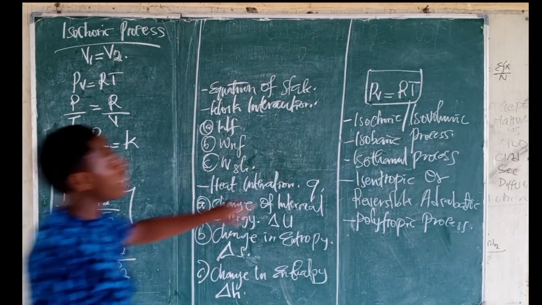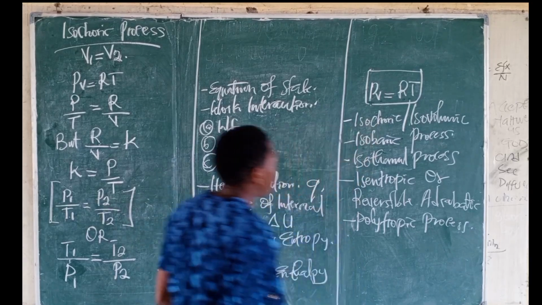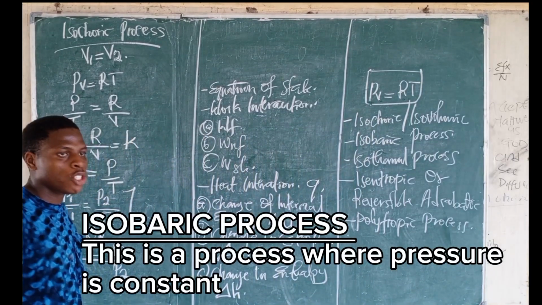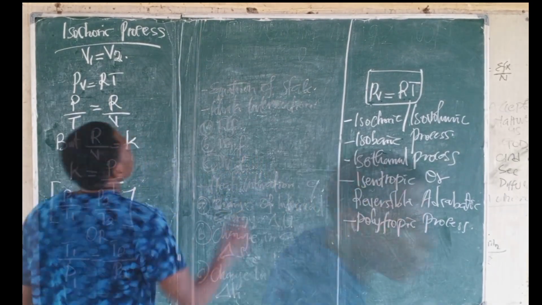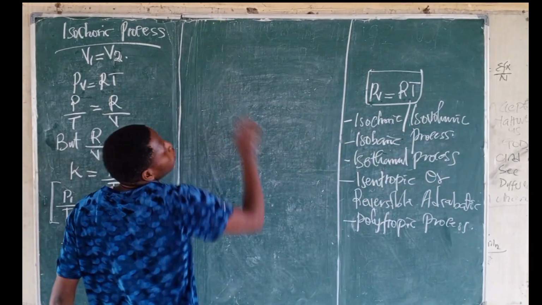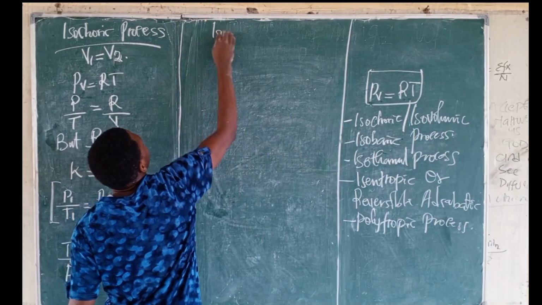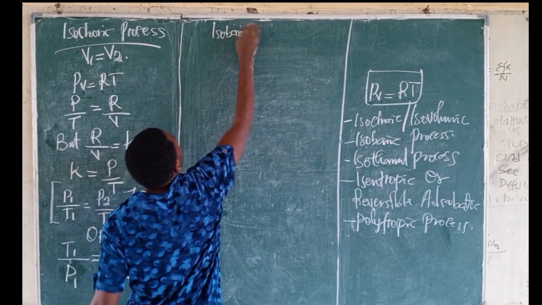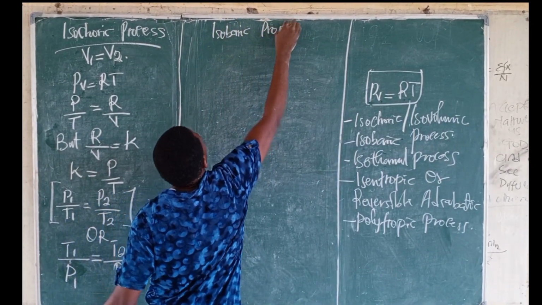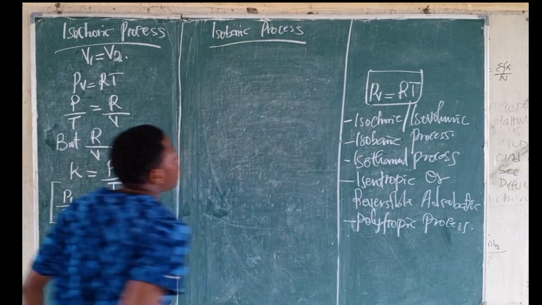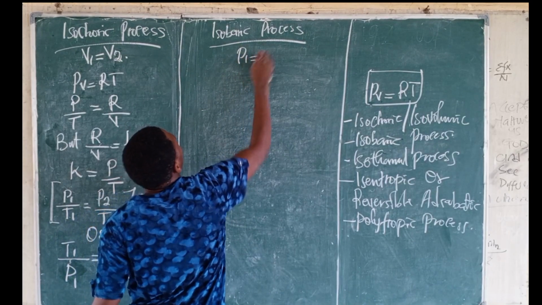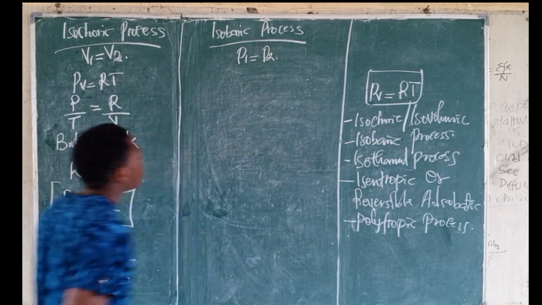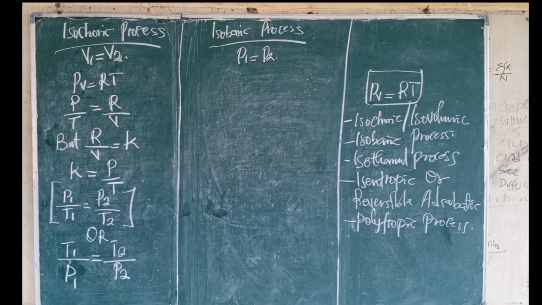Now what is the next process? Isobaric process. Now take this down. For isobaric process, pressure is constant. So the next one is isobaric process. Now for this process, P1 is equal to P2.